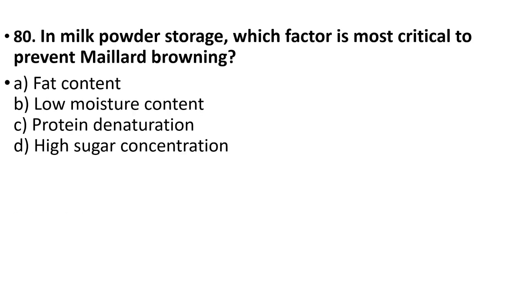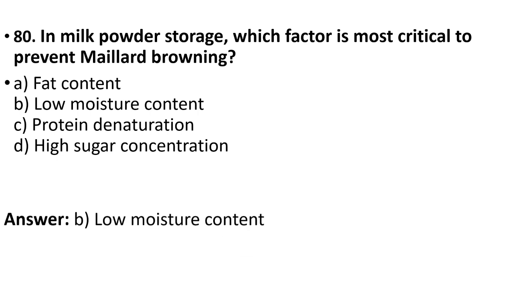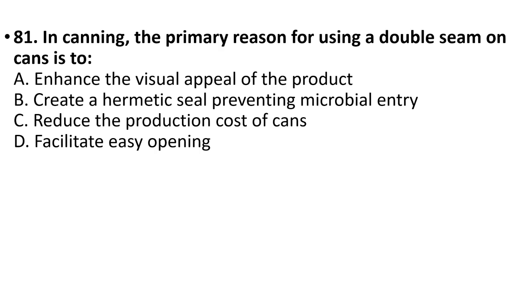80. In milk powder storage, which factor is most critical to prevent Maillard browning? Fat content, low moisture content, protein denaturation, high sugar concentration. Here important thing is you have to keep that particular milk powder moisture content to a minimum. Here answer is option B, low moisture content.